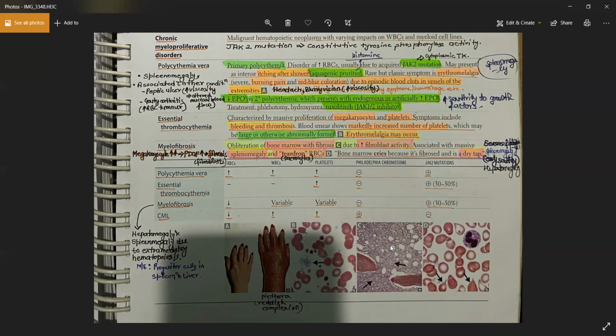And you will also have the hepatosplenomegaly. Why? Because all of these progenitor cells will move from the bone marrow to the spleen and the liver, and so you will also get the hepatosplenomegaly. Please note these are not the tumor cells, these are the normal cells which are found in the spleen and the liver, sorry, not the bone marrow.